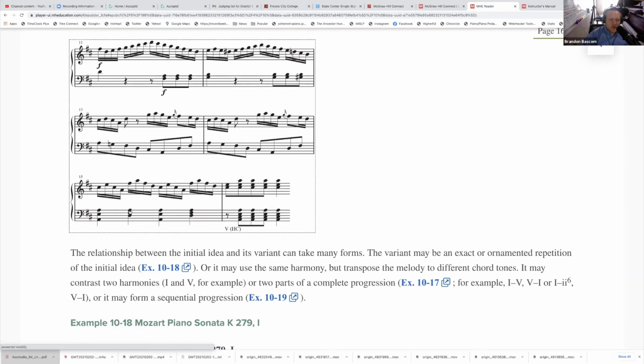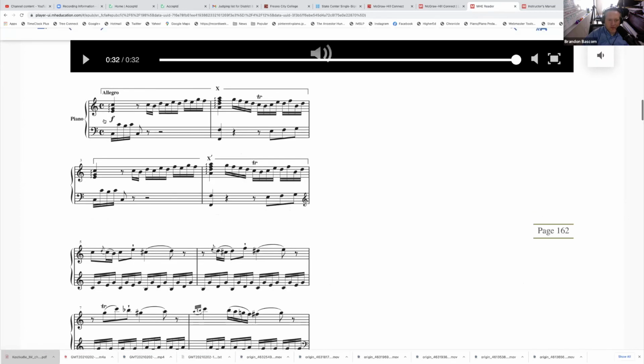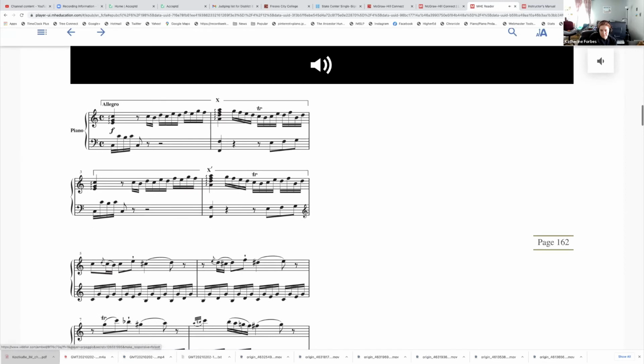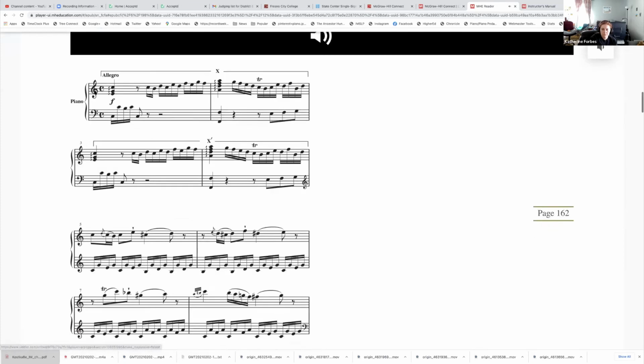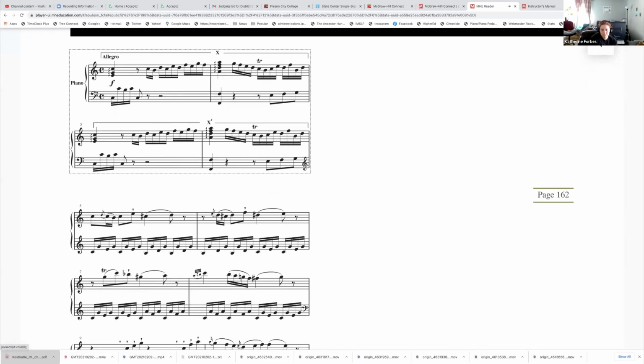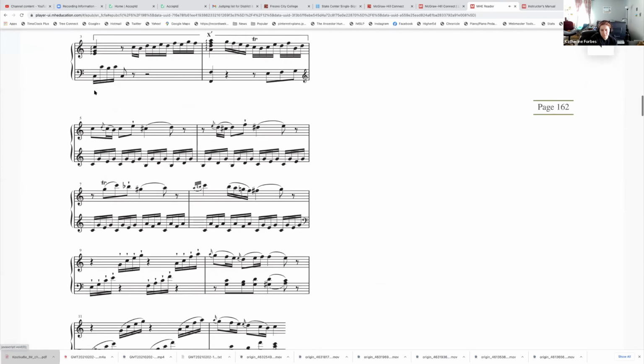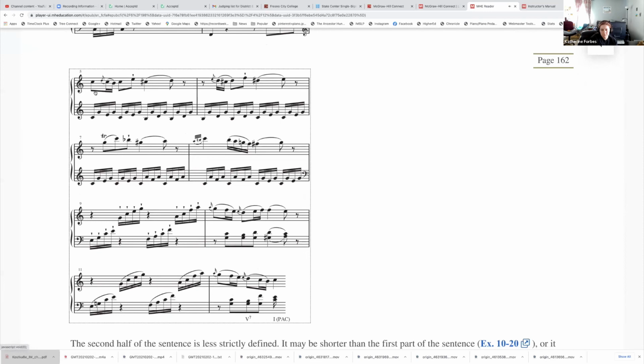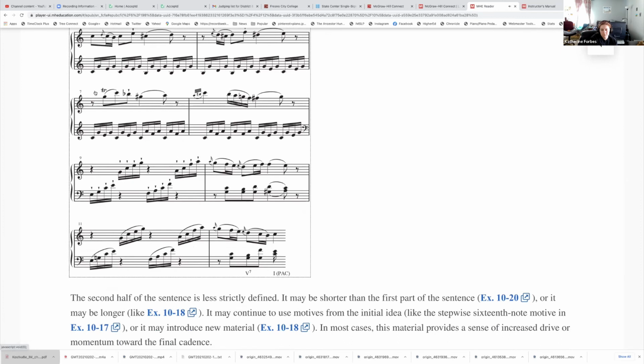Did I miss it? Or was it in the next one? Example 10-18. This is the deceptive cadence right there. But it doesn't end there, so you can have it in the middle and fake us out, just so they can drive it home one more time and officially end it as a cadence.